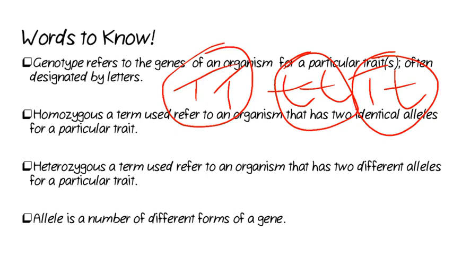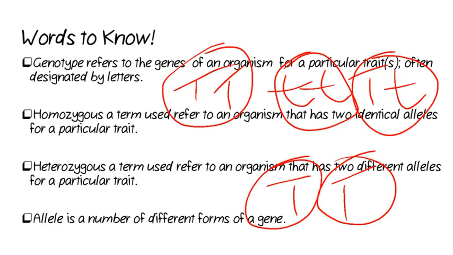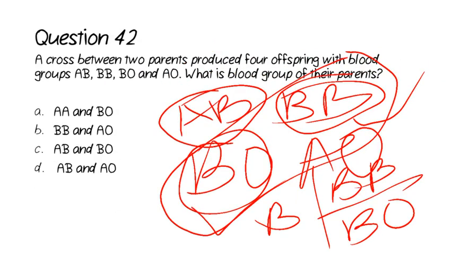Then lastly, we'd like to talk about an allele. What is an allele? Allele is just the different forms of a gene. So we have T. So one of the T's here becomes an allele, and the other T becomes an allele. So these are the different forms of a gene. Having said this, now we can answer our question 42. Please allow me to undo the annotations on the screen.